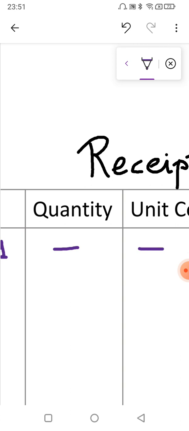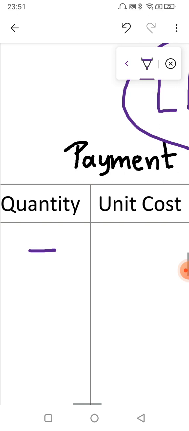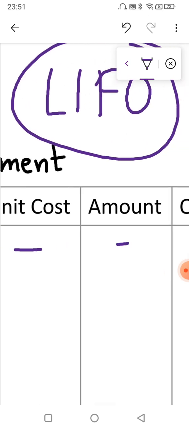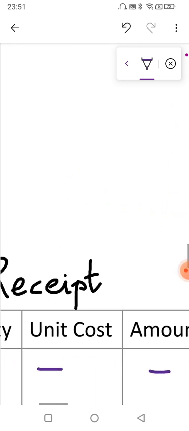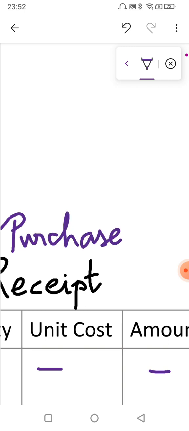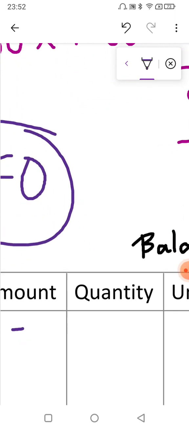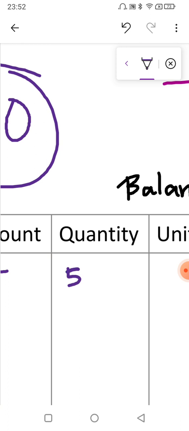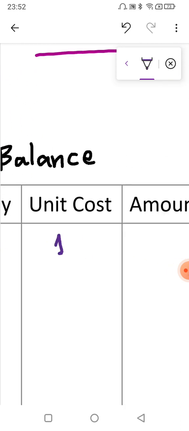This was not a receipt, it was not a purchase, so nothing in the receipt column. It was not a payment as well, it was not an issue as well, so nothing in the payment column. We can write over here issue, which is payment, and this is the receipt side, which is basically the purchase. This is the opening balance, so we're going to write this in the balance column. That is, quantity was 500 and it was rupees 1 per unit. So 500 into 1, 500 will be my amount.